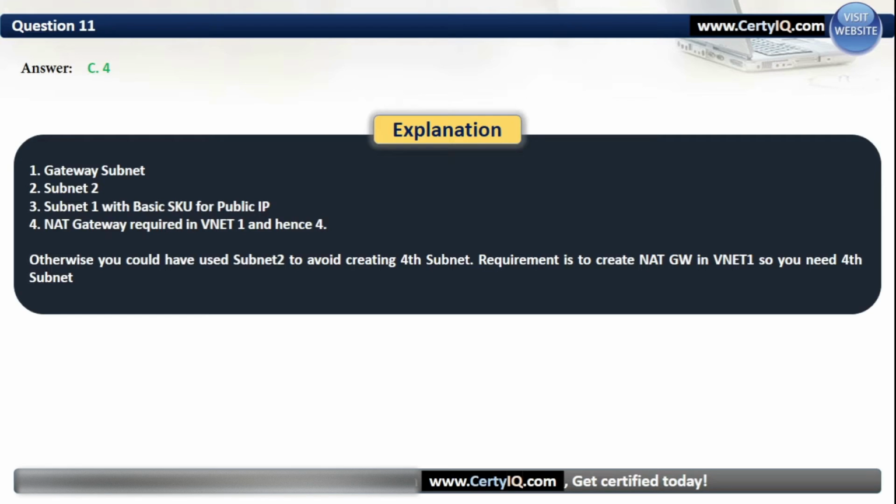Otherwise, you could have used subnet 2 to avoid creating a fourth subnet. The requirement is to create a NAT gateway in VNet 1, so you need a fourth subnet.